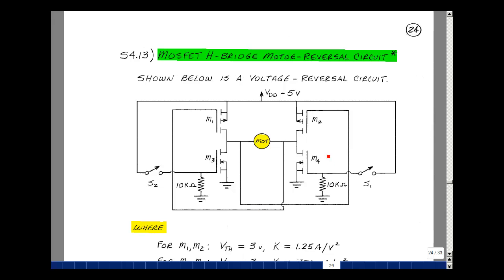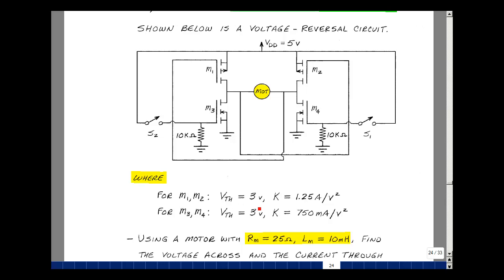Suppose that for these transistors, we have a threshold of 3 volts and a K of 1.25 amps per volt squared for the P-channel devices, and for the N-channel device, 750 milliamps per volt squared. Let's use the motor that we used in the previous chapter with a resistance of 25 ohms and an inductance of 10 millihenries.